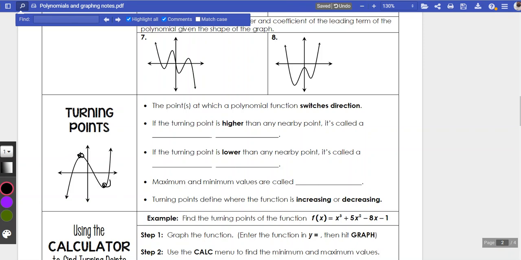If the turning point is higher than any nearby point, it's called a relative. Guess what it's called? A relative max. And if it's lower, it's going to be a relative min. Do you guys remember that? Yep. And maximum and minimum values are called extrema. Those are extrema points. So turning points define where the function is increasing or decreasing. That's kind of important.